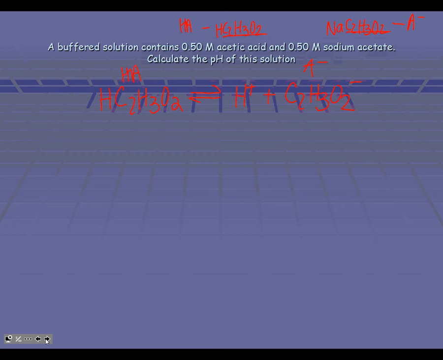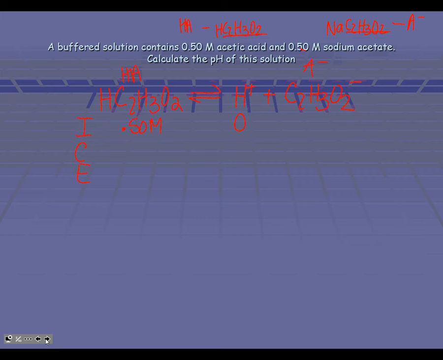We'll go ahead and start our ICE portion of this. And this is where things are different. We're going to have 0.50 molar acetic acid. We don't have any hydrogen. Now here's the different part.